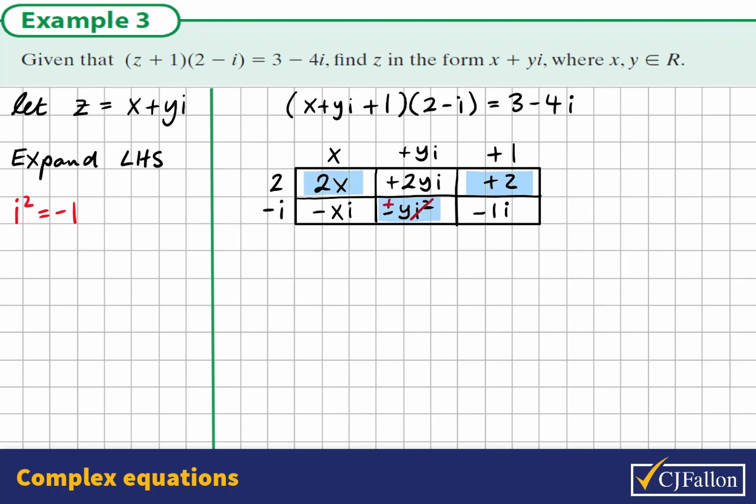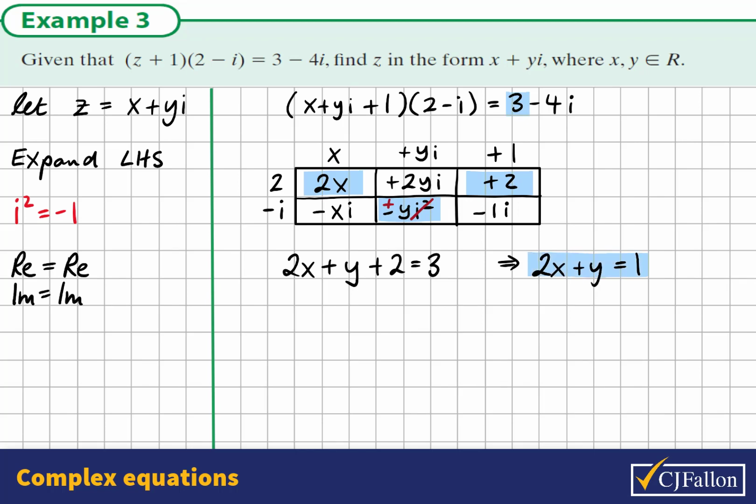Our real parts are 2x, our y, and our 2. And the real parts on the left-hand side must be equal to the real parts on the right-hand side. So those must all equal 3. So I'm going to write an equation that 2x + y + 2 = 3. If we take 2 from both sides of this equation, we get 2x + y = 1. So that will be our first equation.